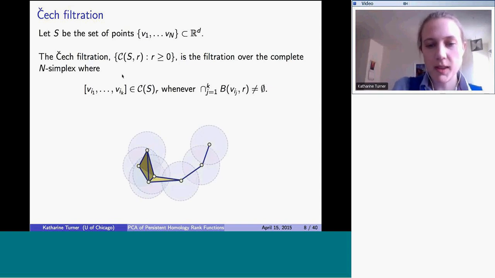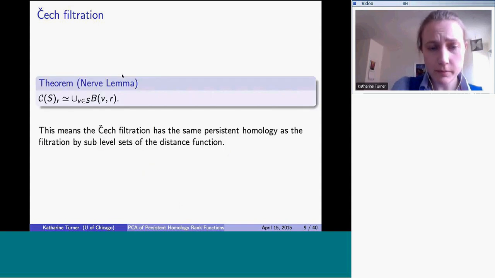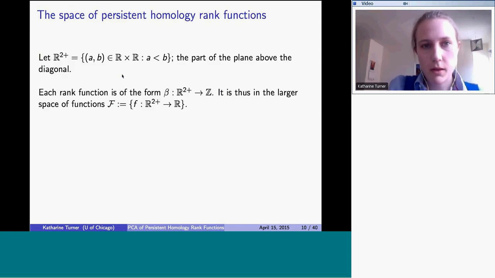Here's a little picture. These were perhaps my balls. I've got some radius, and then I have simplices added in when things intersect appropriately. The analysis of this gives us the same homotopy class for every r, and we get the same persistent homology from the filtration from sublevel sets. This is basically justifying that when we compute things, we get the right thing.